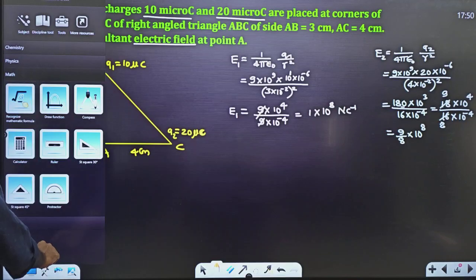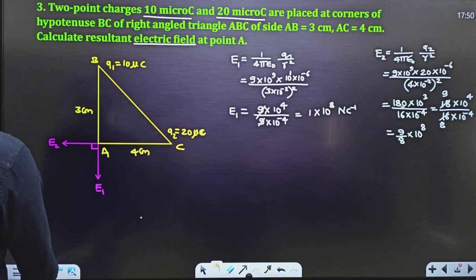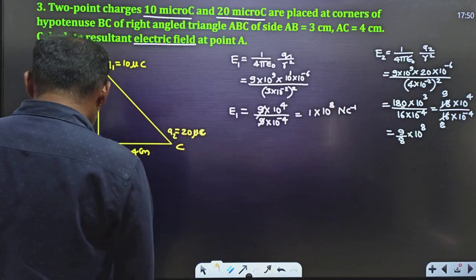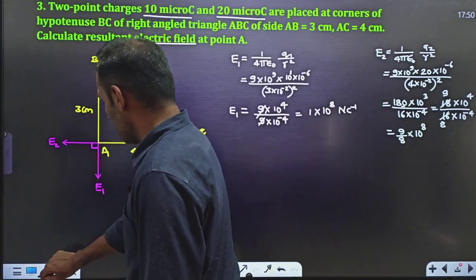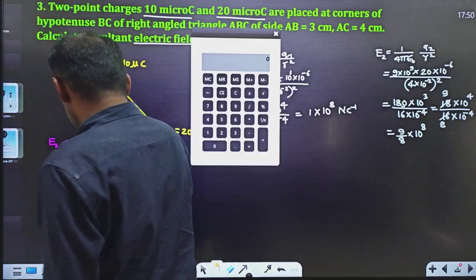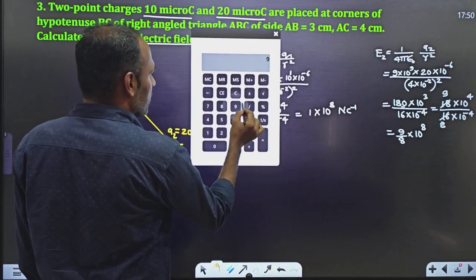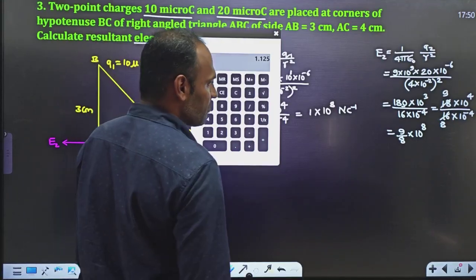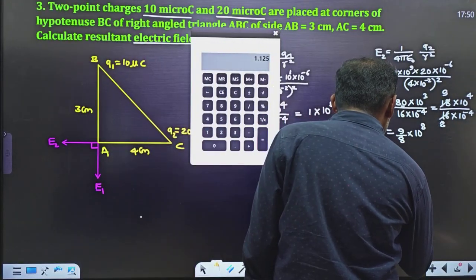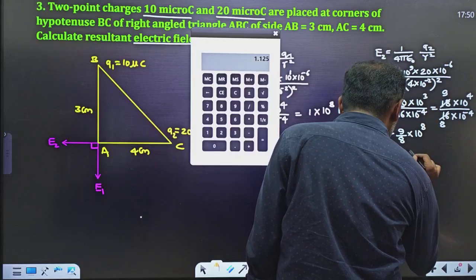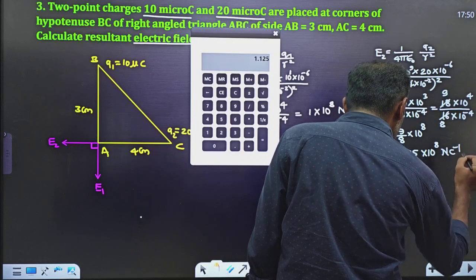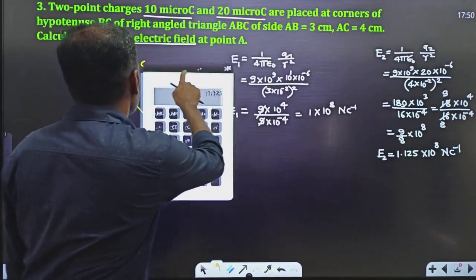It has to be 1 point something. Okay, 9 divided by 8 we want. So we'll take up the calculator here. 9 divided by 8. It is 1.125. So E2 is 1.125 into 10 to the power 8 Newton per coulomb. This much we get. This is E2.